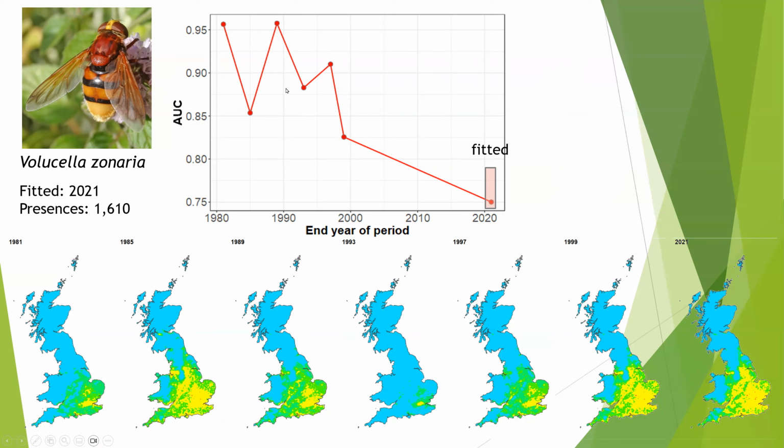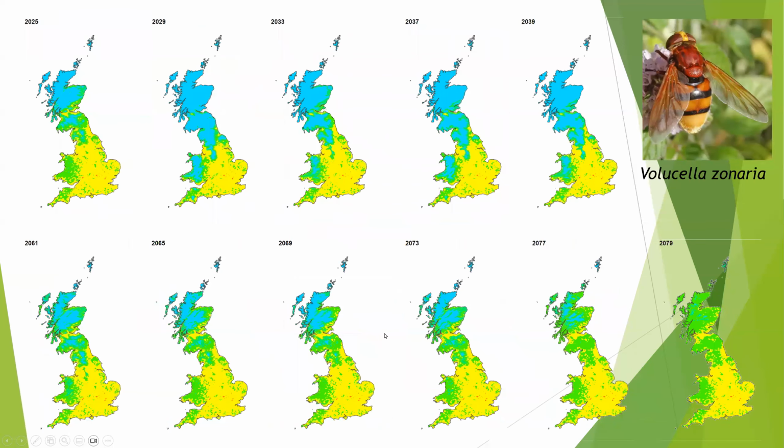And interestingly, the AUC is still going up and up and up. So again, not quite sure why that's happening. It's a bit strange. Only 1993 looks anything like convincing. And if we forward project this model, the pattern's sort of similar, but nowhere near as frequent. In this case, it's still getting over pretty much the entire British Isles by 2080.